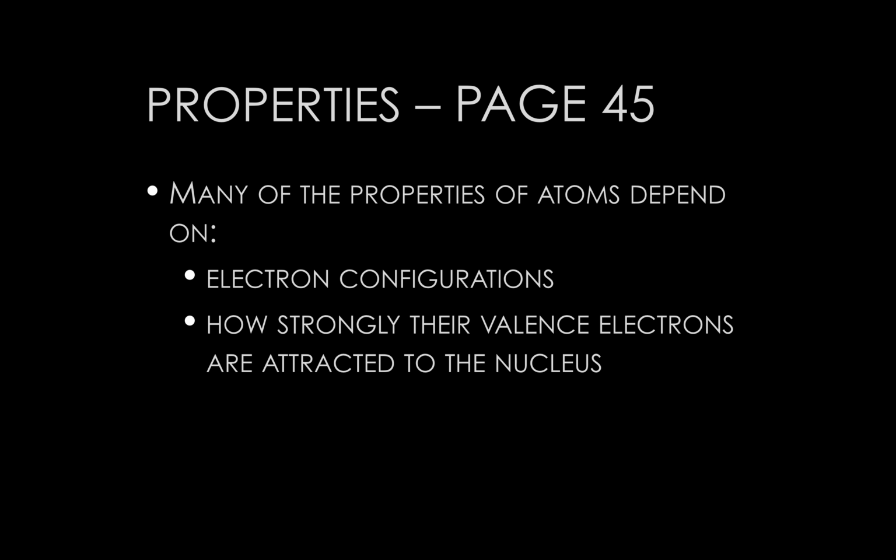Now, many of the properties of atoms depend on not only their electron configurations from the last unit, but now how strongly their valence electrons are attracted to the nucleus. So how are those outer electrons affected by the nucleus?